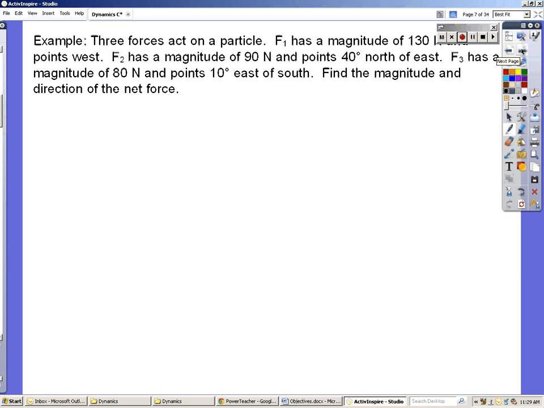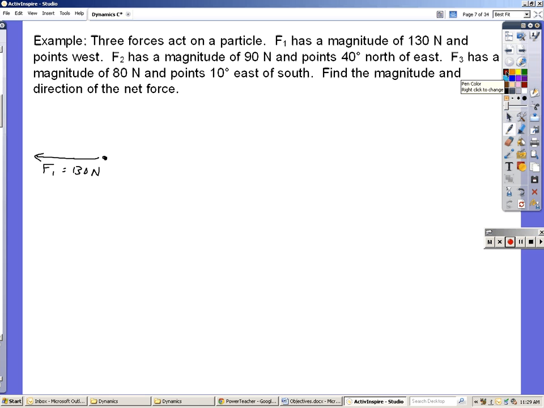So here's an example. We have three forces that act on a particle. The first one has a magnitude of 130 newtons, points west. The second one has a magnitude of 90 newtons, points 40 degrees north of east. And the third one has a magnitude of 80 newtons, points 10 degrees east of south. So what we need to do is first we draw a free body diagram. The first one points west. It has a magnitude of 130 newtons.